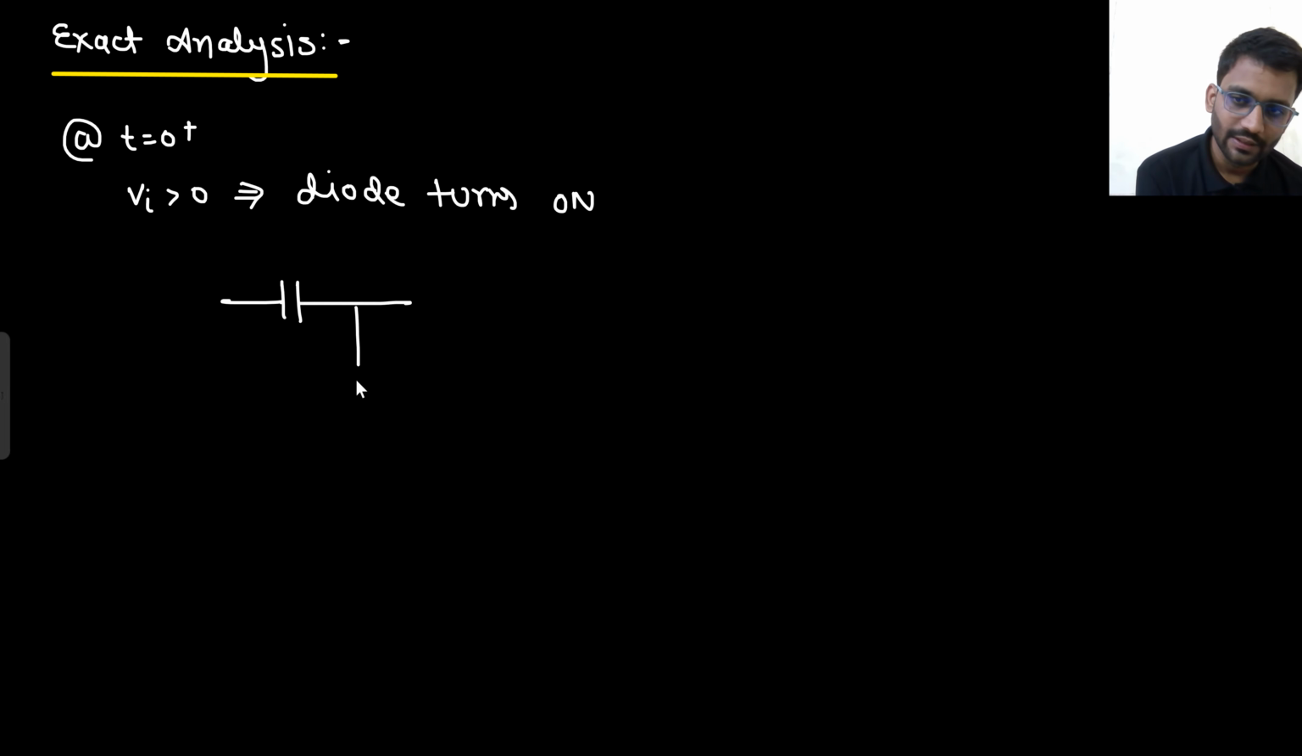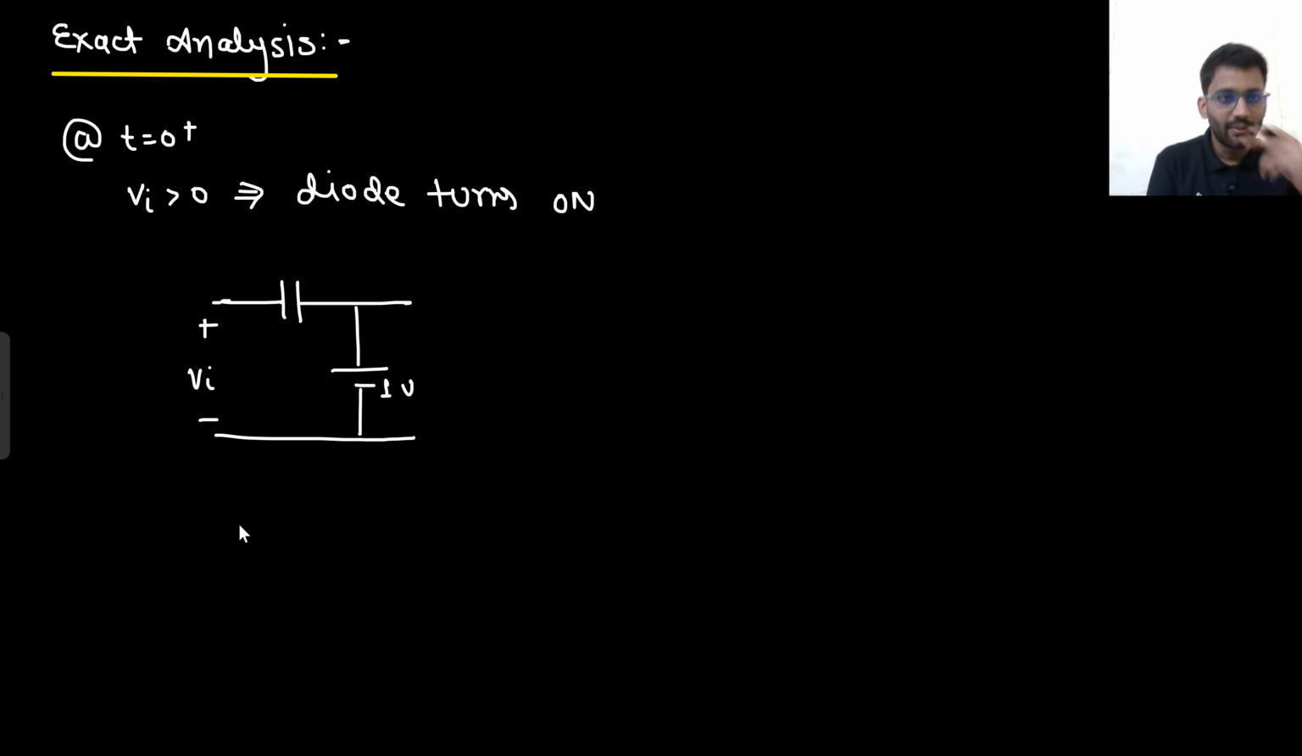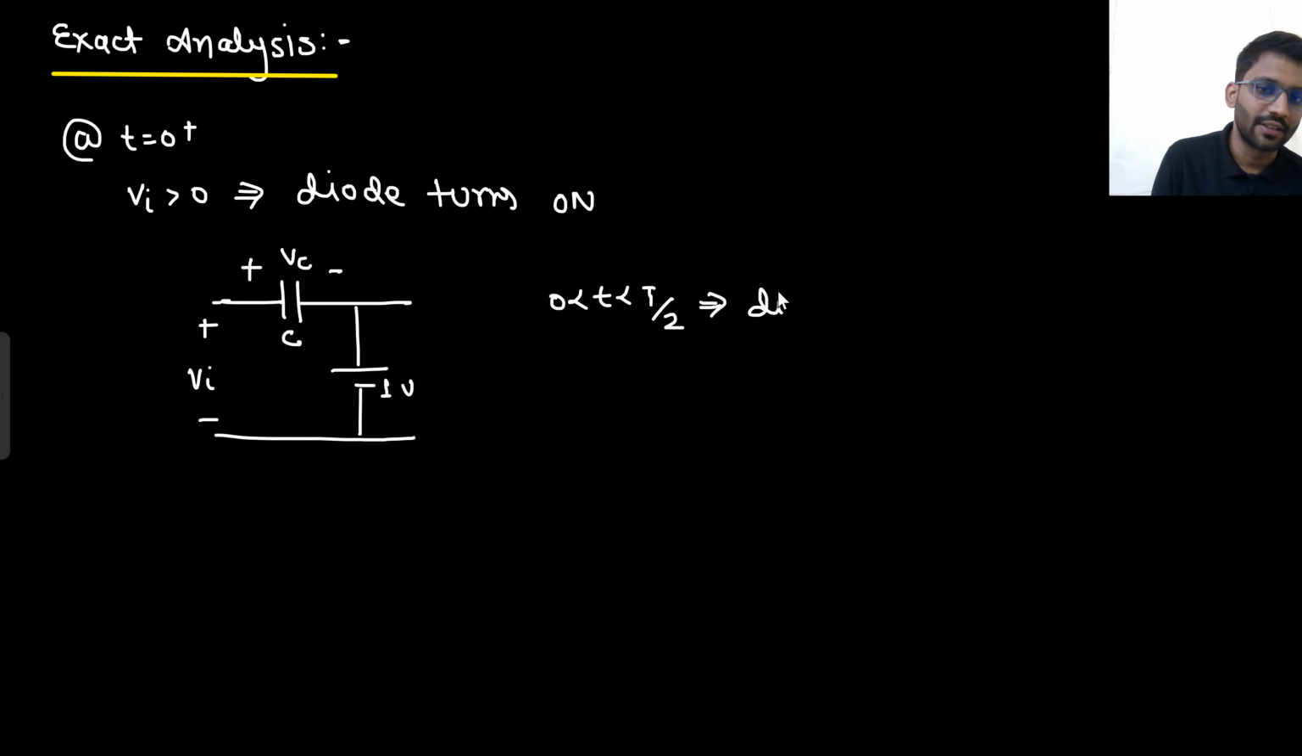This is the capacitor C. This diode is turning on with 1 volt, and here your input is there. Now your input is increasing from 0 to 5 volt. So the capacitor will be getting charged. Here we are calling this Vc. So the diode turns on. For 0 to t by 2, what is happening? The diode remains turned on only.